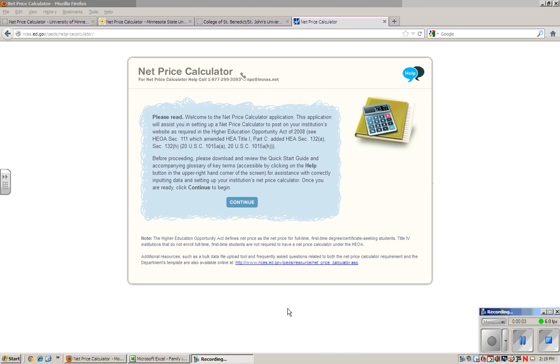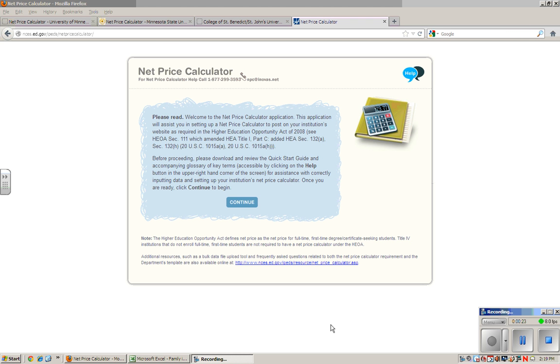Today we're going to be learning more about how to use the net price calculator to estimate your expenses for colleges. Now, net price calculators are required by the federal government of any college in the United States that accepts federal money, and most colleges do.